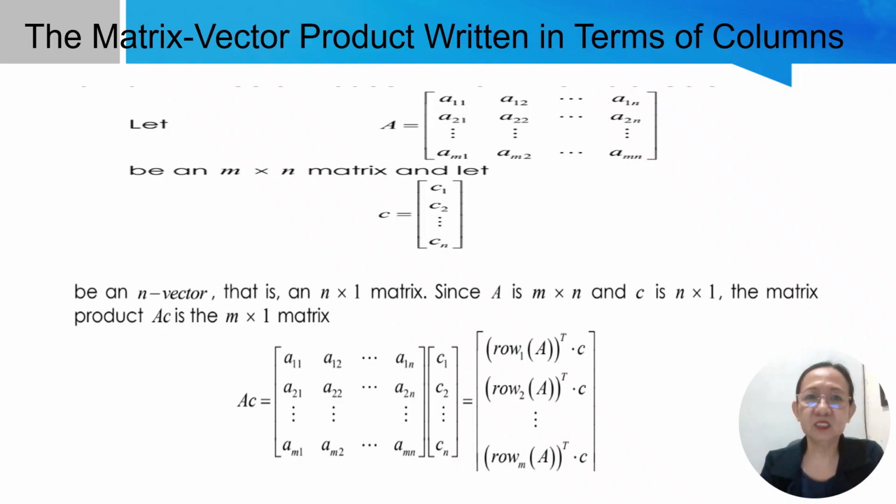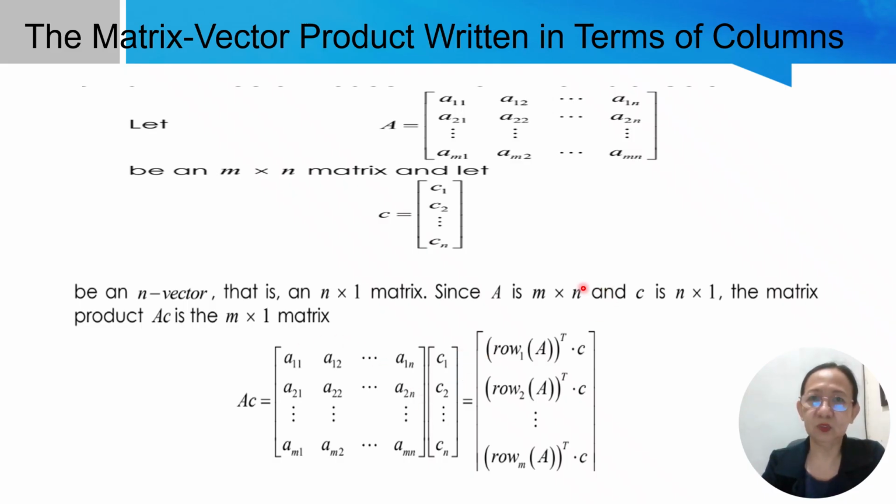Now for the matrix vector product, written in terms of the columns, let matrix A be an M by N matrix, and let C be an N vector, that is an N by 1 matrix. Since A is an M by N and C is an N by 1, the matrix product AC is the M by 1 matrix.